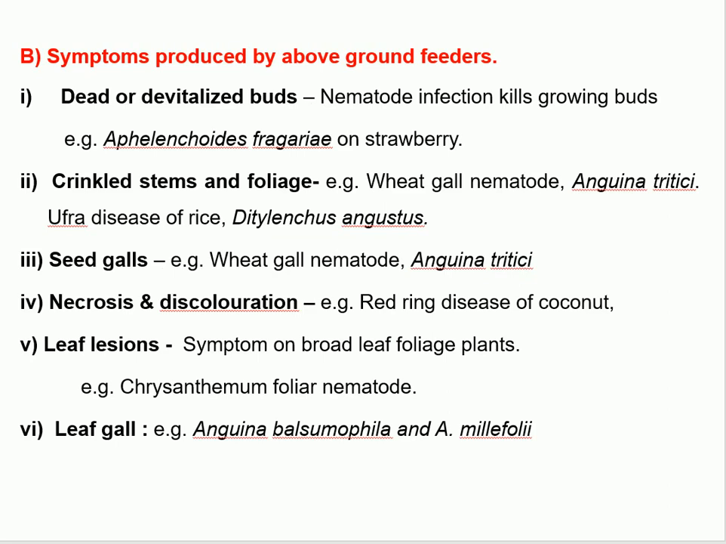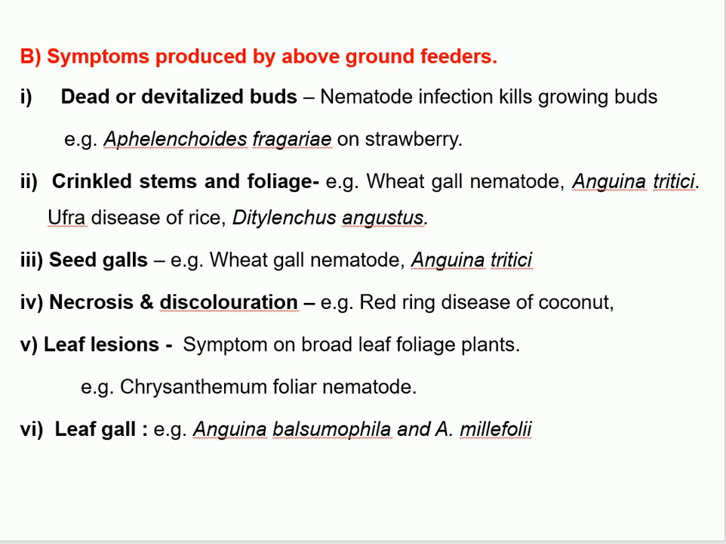Then the second type of symptoms, that is symptoms produced by above ground feeders. In this, six different types of symptoms are produced by the nematodes. First, that is dead or devitalized buds. In this, nematode infection kills growing buds. For example, Aphelenchoides fragariae on strawberry.